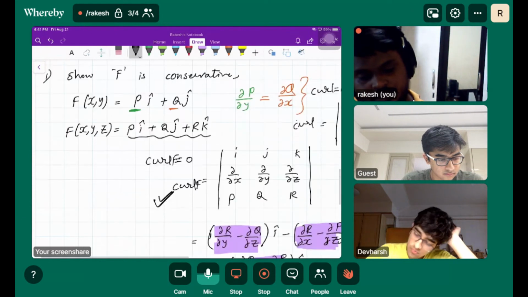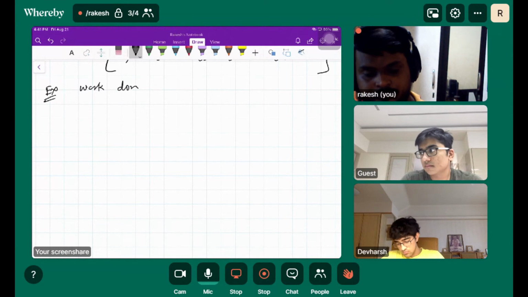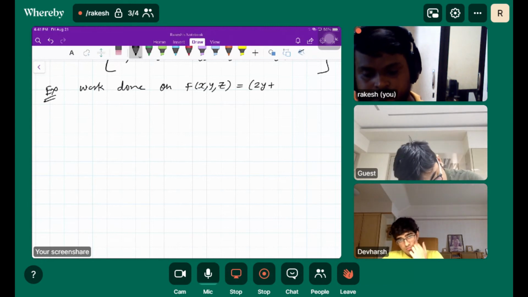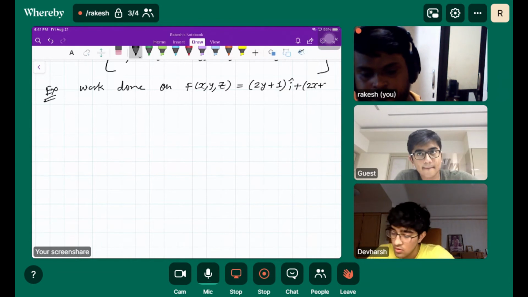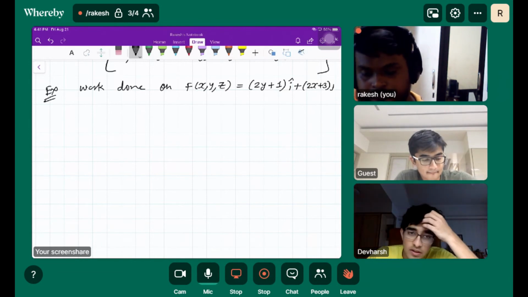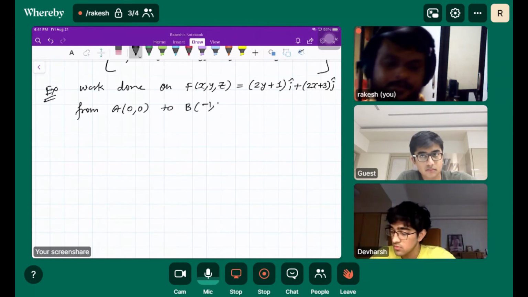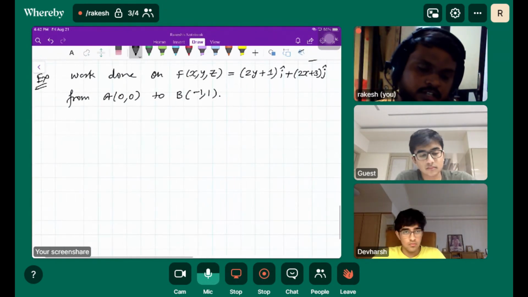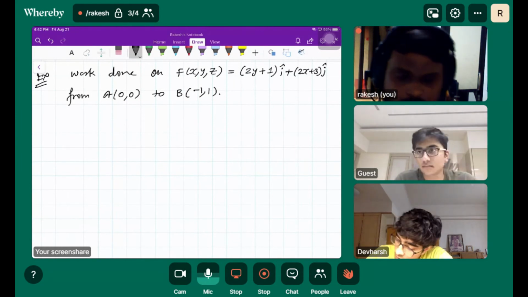Okay, write down one question based on this. Can you scroll a little up? I just wanted to copy the last line. So this is the question. We have to find out work done on this vector field from (0,0) to (-1,1).